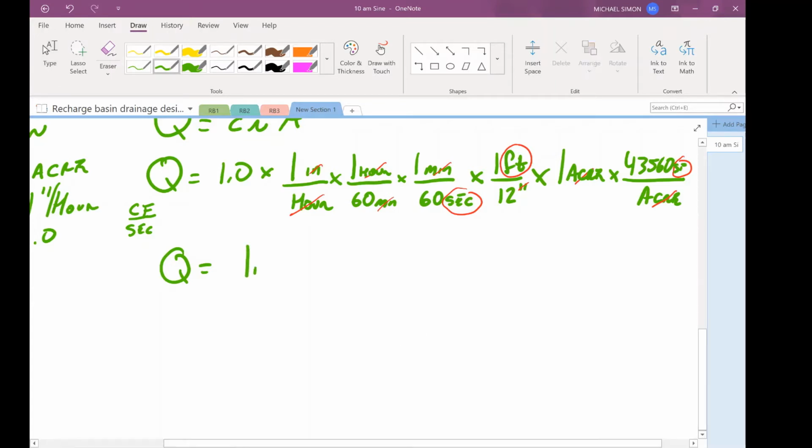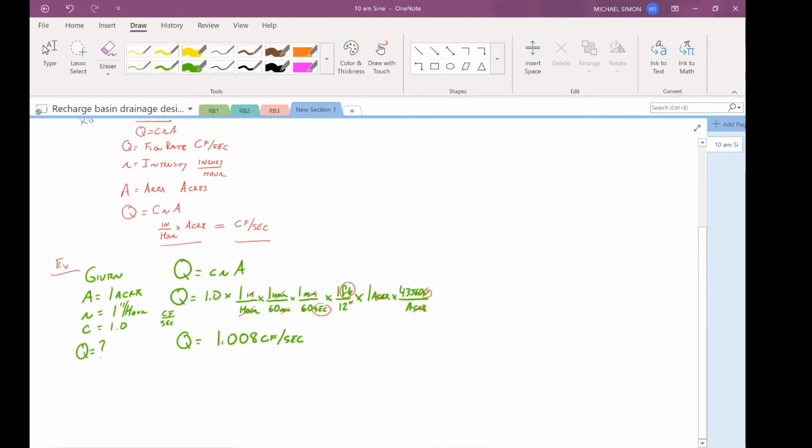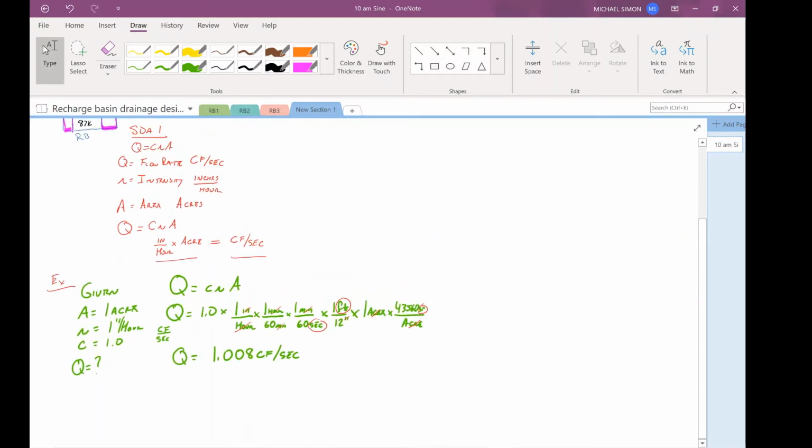So I got an answer of 1.008 cubic feet per second. Great, you got the number. What does that mean? What was all that about? What did it tell us? Well, it turns out that if you use acres and inches per hour, the numbers all magically cancel out. We're only off by 0.008 of a cubic foot. So you're going to be off by about a coffee cup worth of water per second going through a drainage pipe. Not a big deal at all.